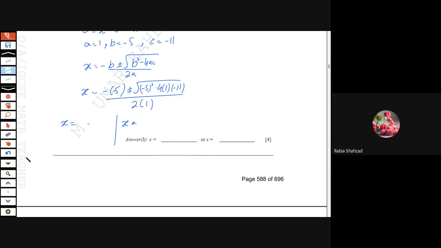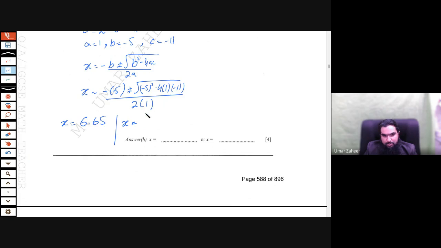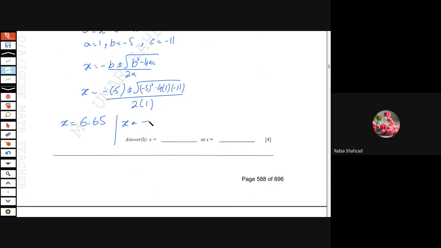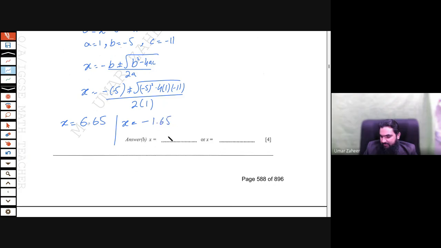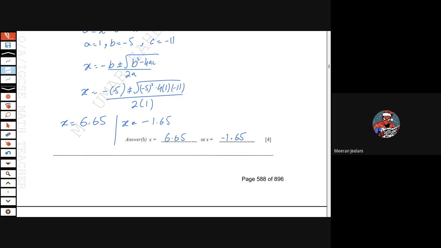Sir, I got 6.65, and the second value is negative 1.65. Yes, did any others get the same answer? Yes, Sahur, Hanana, Taha, Mehran? Yes, sir, I'm doing it. I got the same one.